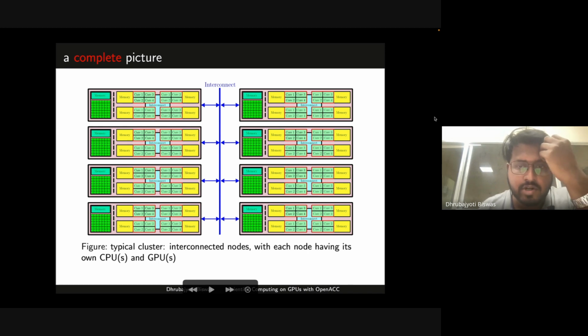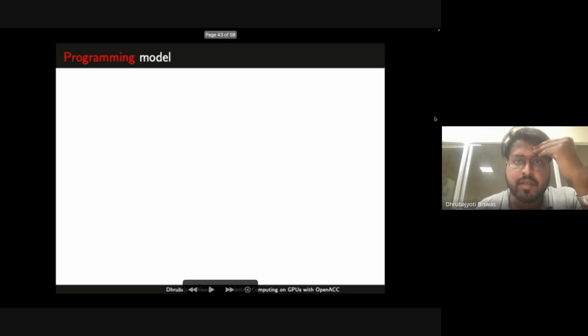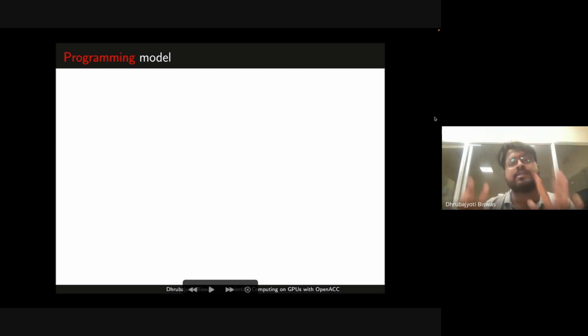Okay, so this is more or less the complete picture of what a cluster would look like in terms of the memory, CPUs and GPUs. These are more or less the three different memory models which are used, and this is the complete picture coming out of it. Now we know something about how the memory is arranged within such a node, cluster and a GPU, things like that. Now comes the question of how will you program it.